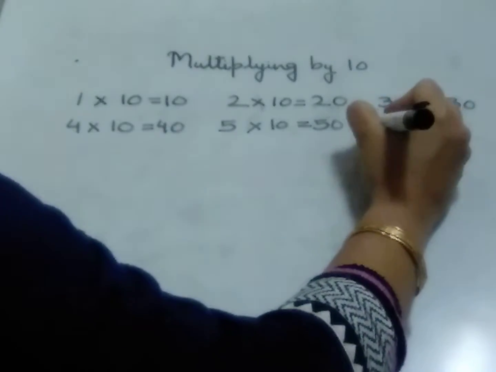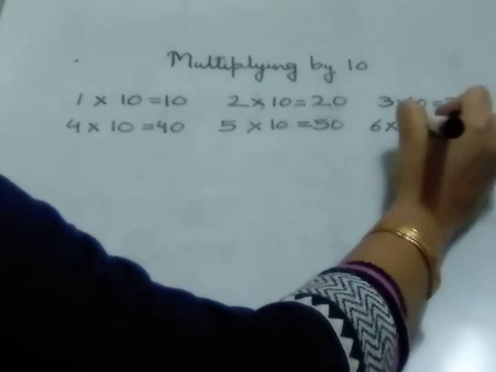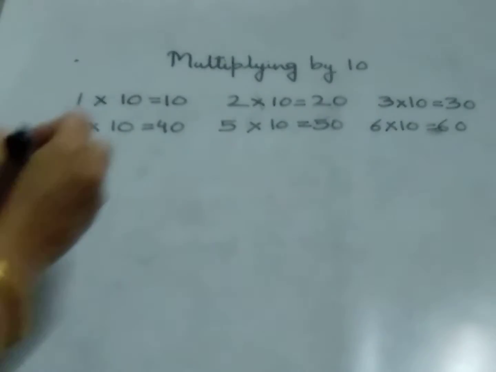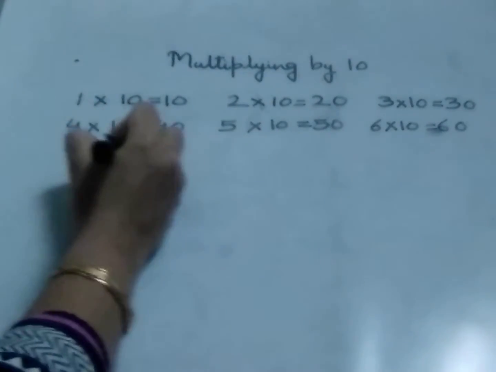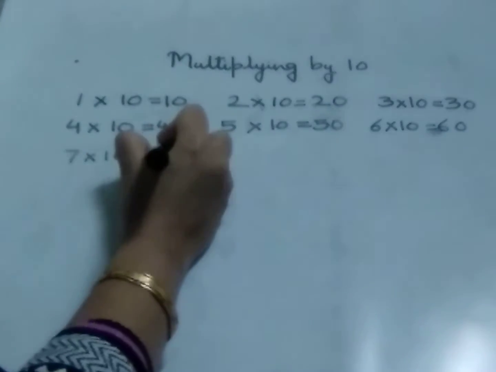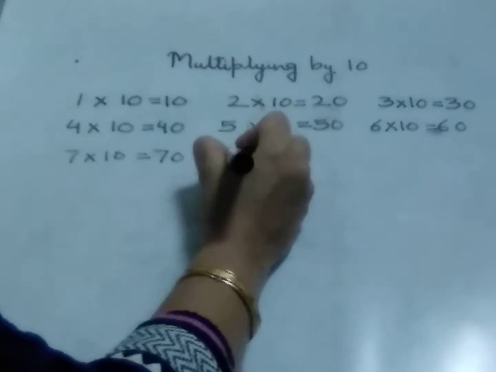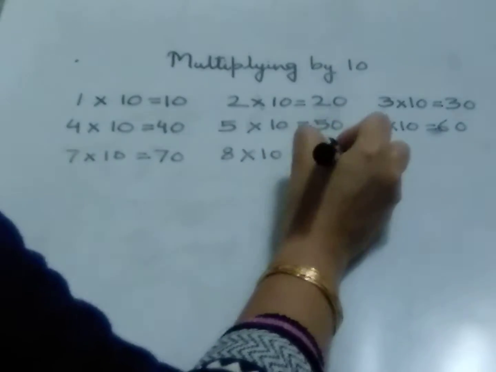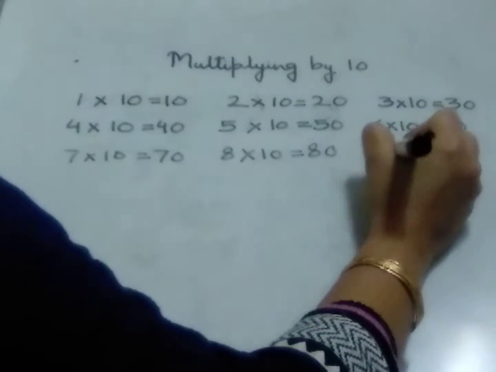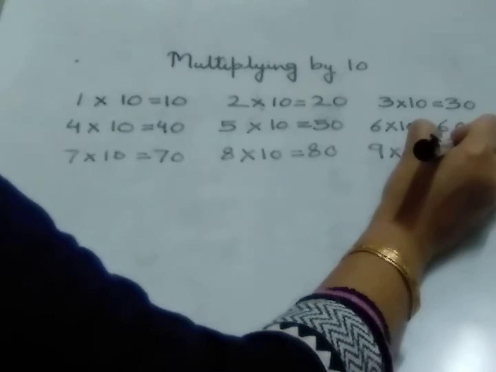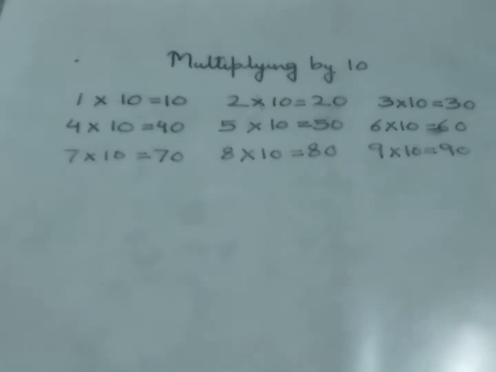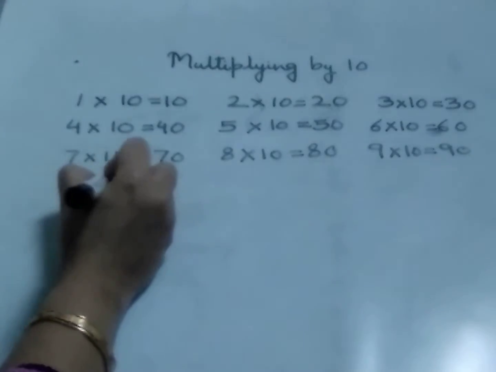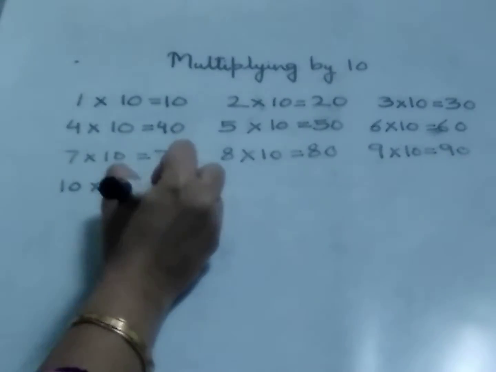6 tens are 60. 7 tens are 70. 8 tens are 80. 9 tens are 90. 10 tens are 100.